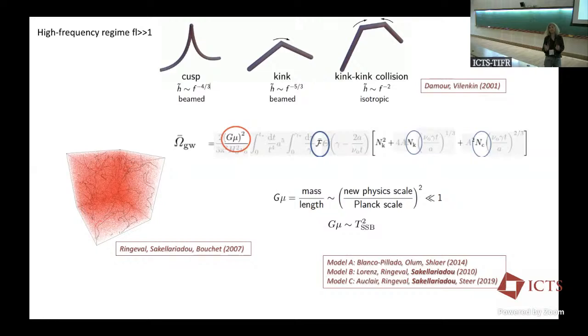In the past, people were using the old one-scale model of Kibble. That means that all the loops have the same size. Of course, this is not the case. So the models which exist now are that, plus whatever people do in field theory simulations. But the field theory simulations have not reached the same level of development to be able to see how many strings we have, the loop distribution.